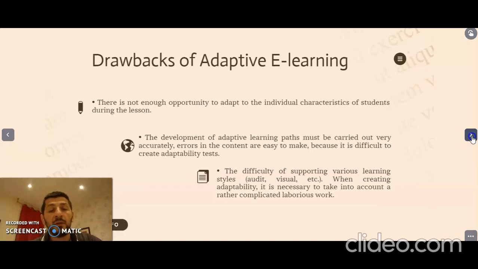There is not enough opportunity to adapt to the individual characteristics of students during the lesson. The development of adaptive learning paths must be carried out very accurately, and the content is not easy to make, because it is difficult to create adaptive tests. There is also the difficulty of supporting various learning styles, audio, visual, etc. When creating adaptivity, it is necessary to take into account rather complicated levels of work.